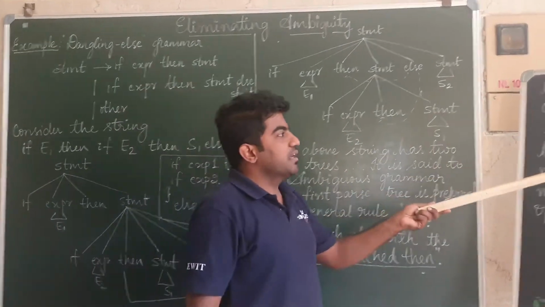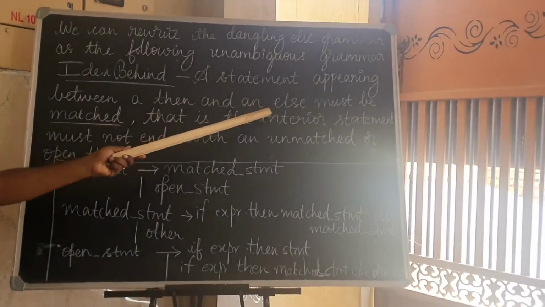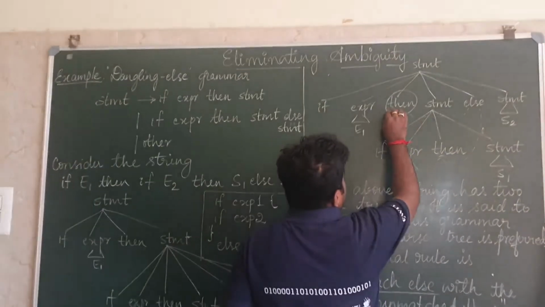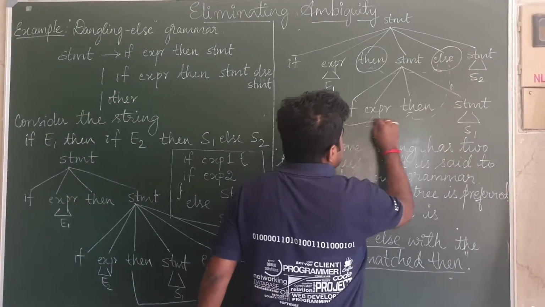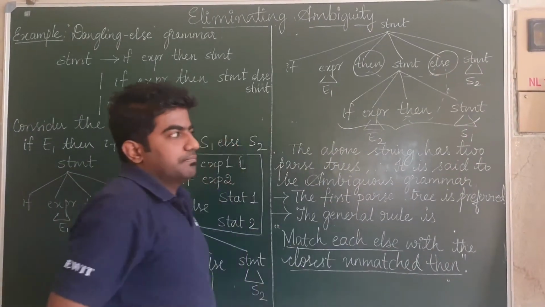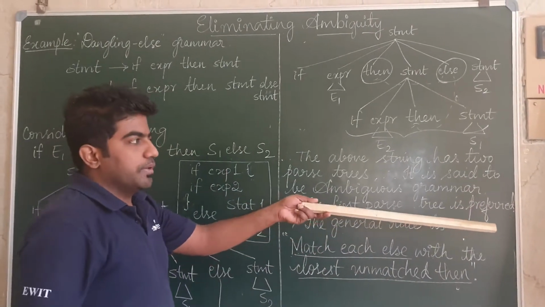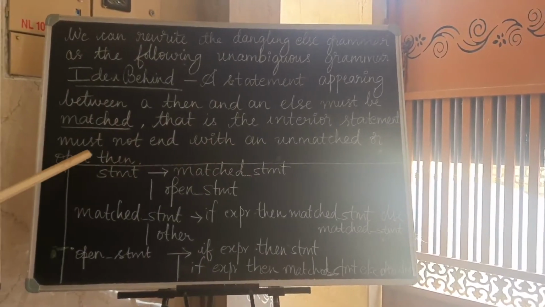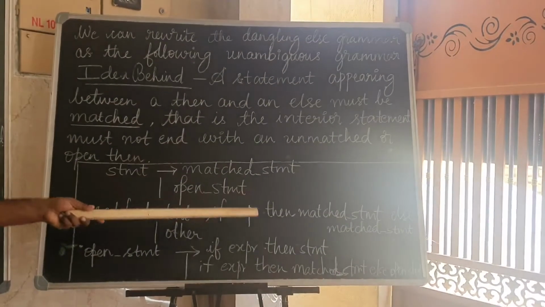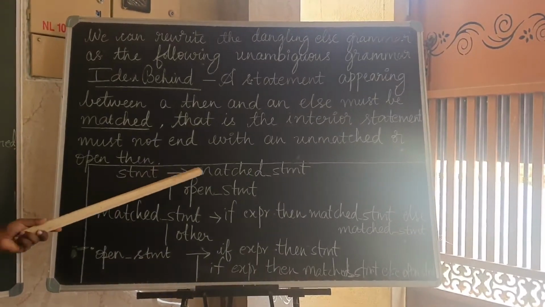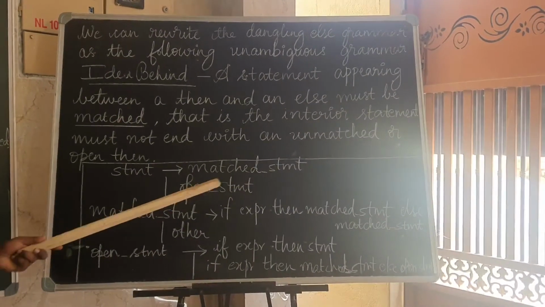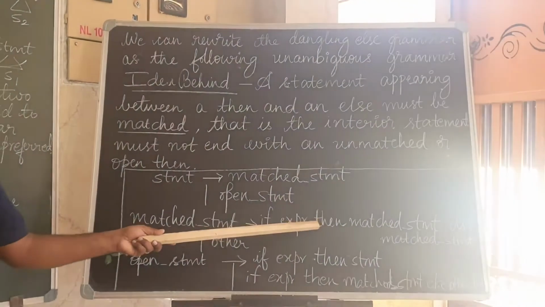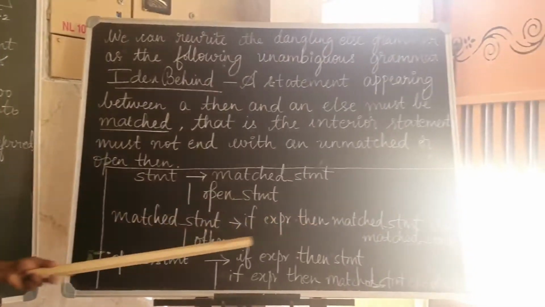The idea is that a statement appearing between the then and an else must be matched. See here, the statement appearing between then and an else, that is this one, must be matched. So we'll come to know what we mean by matched statement. That is, the interior statement must not end with an unmatched or open then. Got it? So this is the unambiguous grammar we'll be having. Statement is matched statement, and we'll define matched statement also, or open statement. This is first. Matched statement is defined as: if expression then matched statement else matched statement, or other.